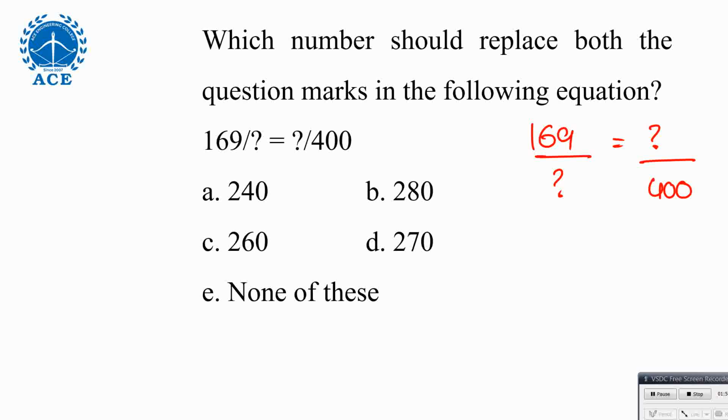The question mark should be replaced by what? Answer: 260, not 280, 260. Okay, this will be cross multiplied. This is 13 square into 20 square is question mark square. So that unknown must be 13 into 20, which is 260.